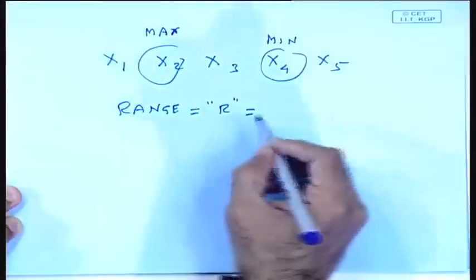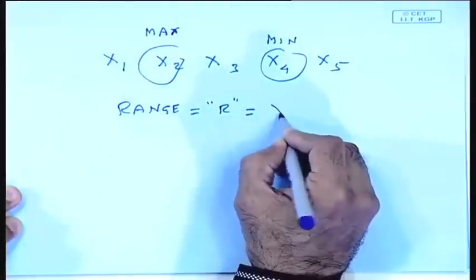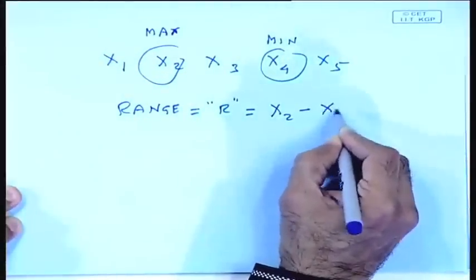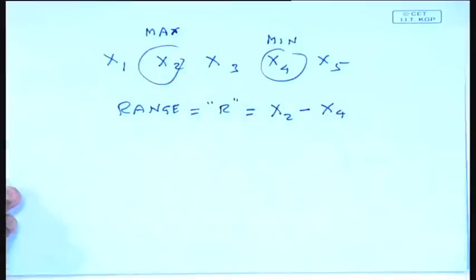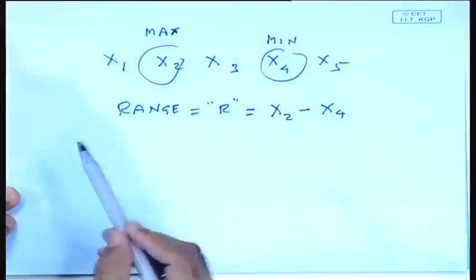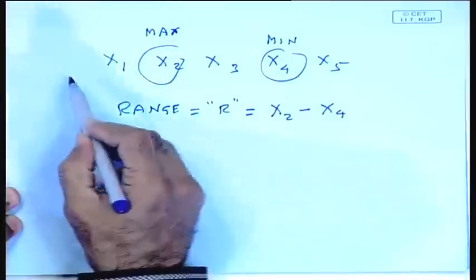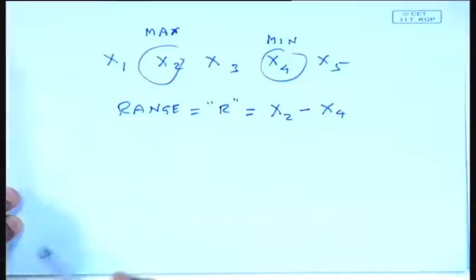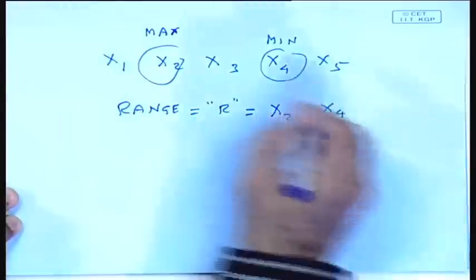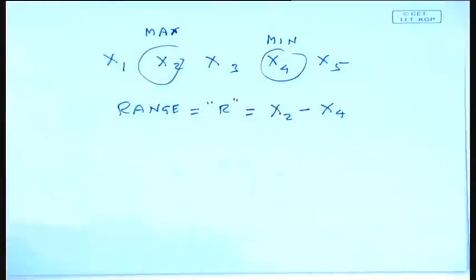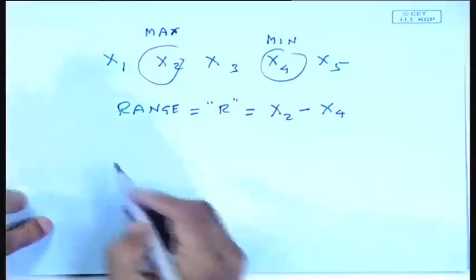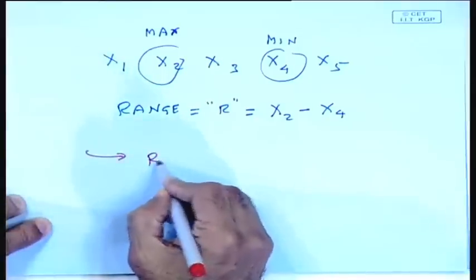So what does this R comprise now? x2 minus x4. That is the range of my measured data. And if these data are repeated application of the gauge on the same object, I have information here which is really going to capture my repeatability. So this is going to give you repeatability.